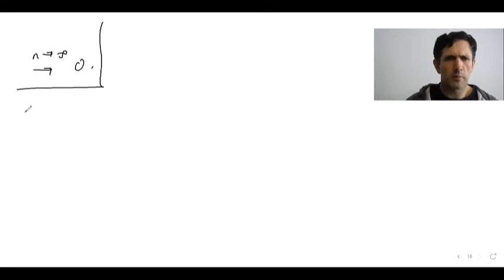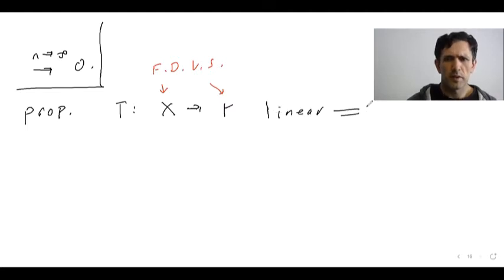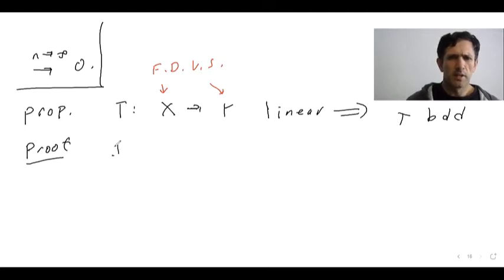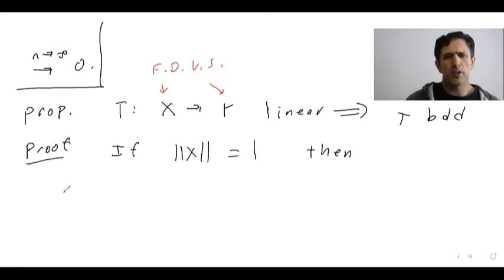All right, so I need 2 more propositions that I'll get through very quickly. First, if I have a linear map from any 2 finite dimensional normed vector spaces, then this has to be bounded. There's not much to this. It implies T is bounded. Proof, really not a whole lot to this. If the norm of x equals 1, and again, let's write x in terms of my basis E1 through En.